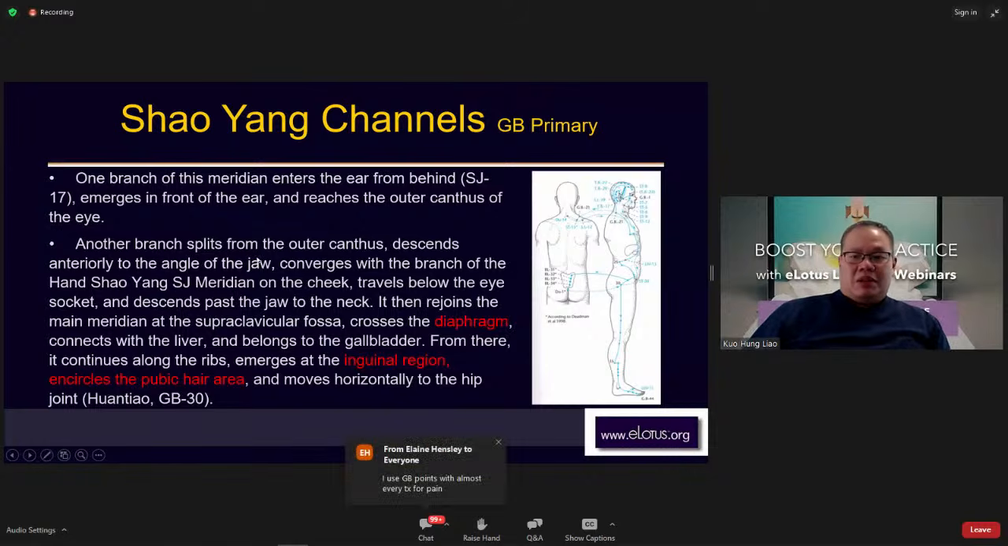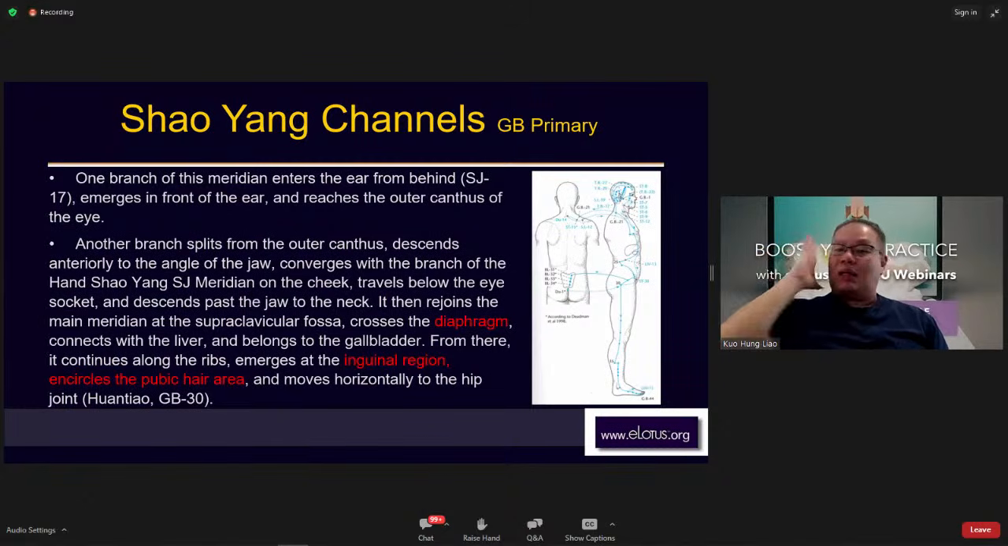And the other branch enters the ear from behind, basically this area. Again, like I said, it's not outside, it goes in again and reaches the outside corner of the eyes. And another branch splits from the outer canthus, descends anterior to the angle of the jaw here, and converges with the branch of the hand Shaoyang meridian on the cheek. So basically, those two meridians just go between each other, twist, twist, twist. And they descend from the jaw to the neck, and then rejoin the main meridian into the supraclavicular fascia. So you keep getting in and out from here.